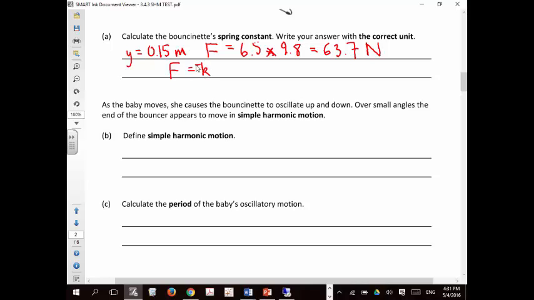And we know that for a spring, F is equal to negative K Y, so therefore K is equal to F over Y. And if we consider the displacement to be downwards and the force that the bouncy net produces is upwards, we'll say that this Y is the negative one. So we can say negative K is equal to F over Y, which is equal to 63.7 divided by negative 0.15.